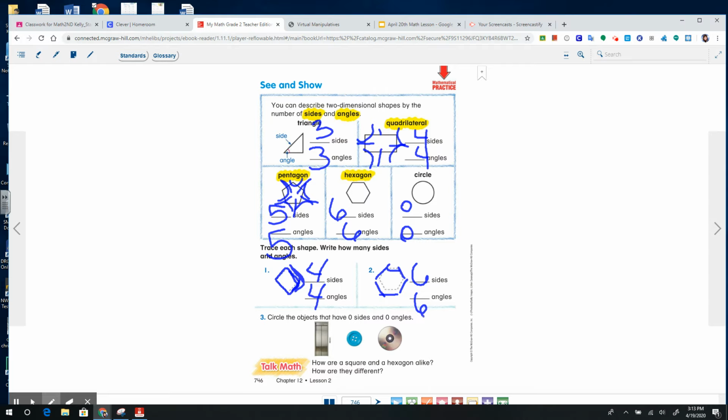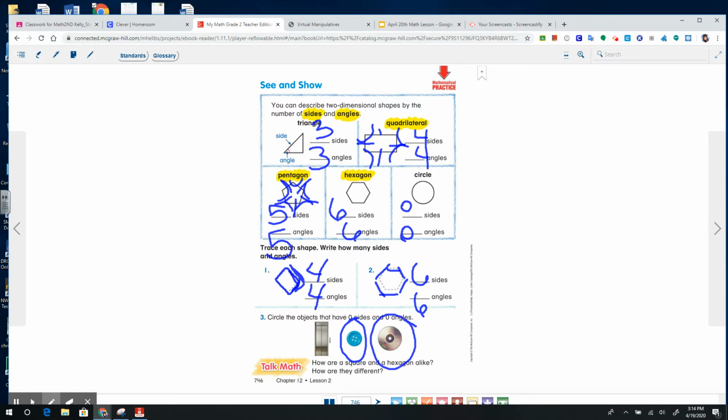Circle the objects that have 0 sides and 0 angles. If I look at it, looks like a refrigerator, I think. I don't know what that object is. I can't see, but I can tell that there are definitely sides and definitely angles. There's 4 sides and 4 angles, so that's not going to work. Circle the objects that have 0 sides and 0 angles. A button has 0 sides and 0 angles, and a CD has 0 sides and 0 angles.